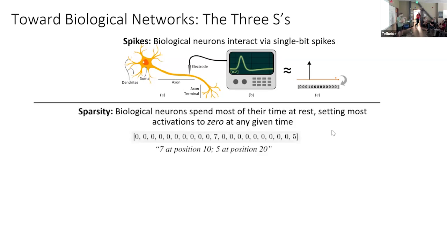Sparsity. Biological neurons are going to spend most of their time at rest, setting most activations to 0. A very toy example I like to give is, I've got a list of numbers. I could read it out to you and say 0, 0, 0, blah, blah, blah, 7, blah, blah, blah, 5. That's very inefficient. Alternatively, I could condense it down in a run-length encoding type of spirit and say 7 at position 10, 5 at position 20. So if you have to cache a bunch of activations, and I have a very large model, a matrix multiplication, and I need to cache some of those values, if a lot of them are 0, then maybe it makes sense to only increase my memory usage with additional non-zero elements.